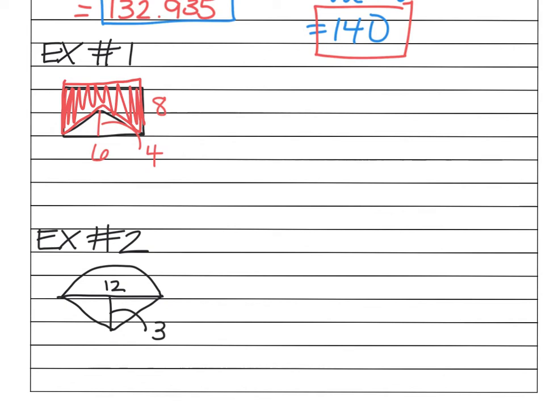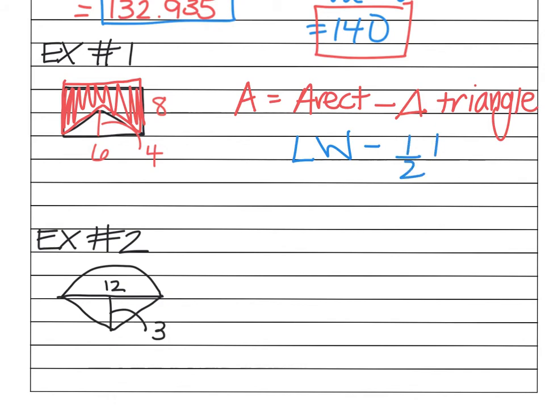So what I would do is I would find the area of the entire rectangle, and I would subtract the area of the triangle. And that would give me the area of the shaded region. So let's plug in our formulas. We know that area of a rectangle is length times width, and area of a triangle is 1/2 base times height. So we'll go ahead and plug in our dimensions.